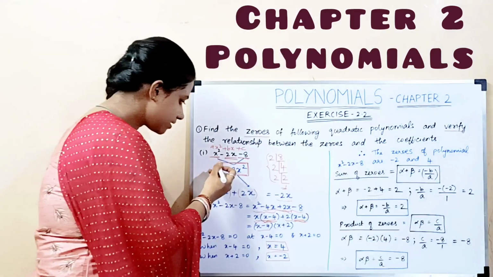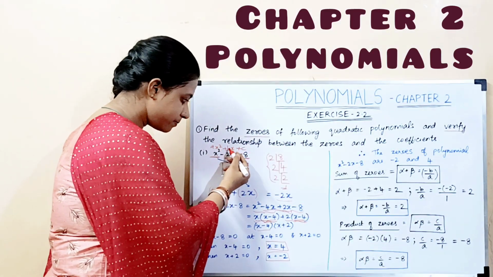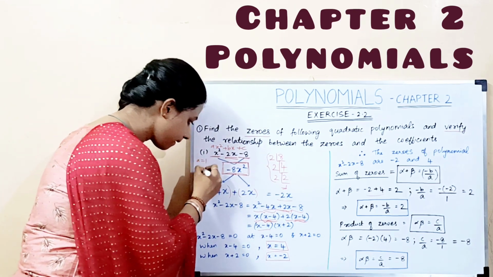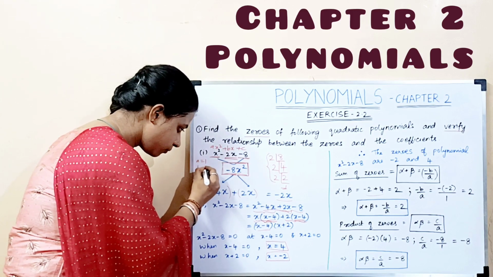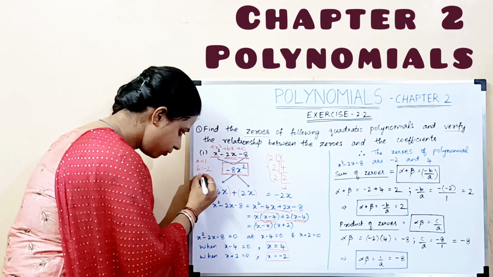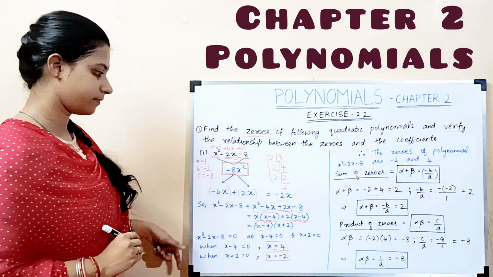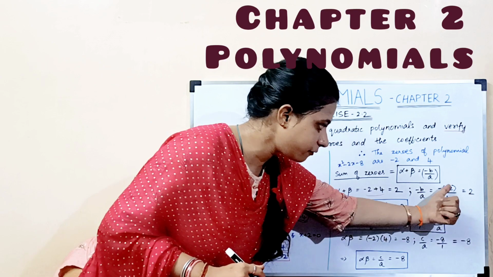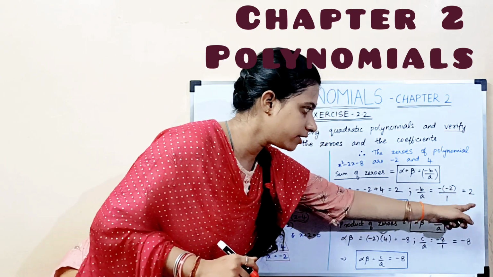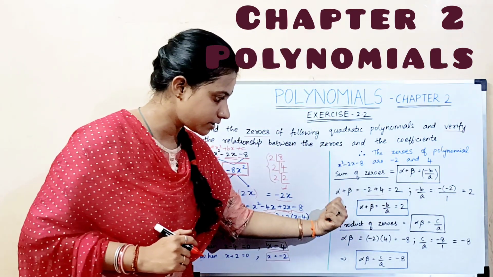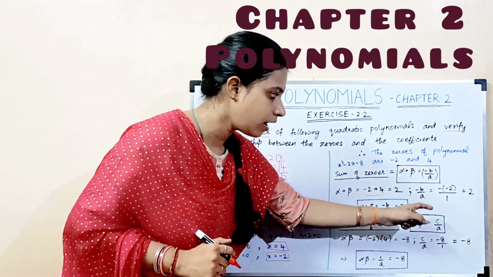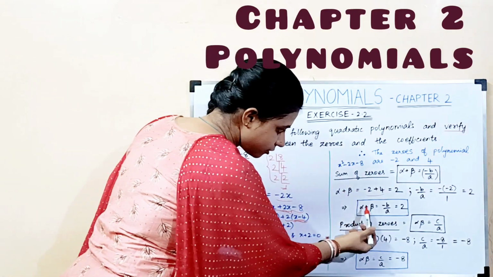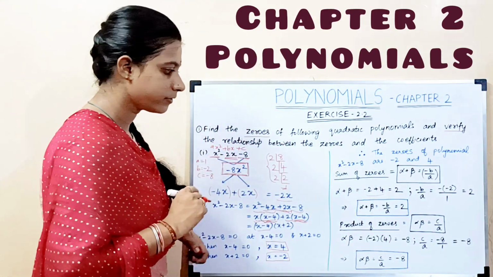And for the coefficients, this is of the format ax square plus bx plus c. So a is equal to 1, b is equal to minus 2 and c is equal to minus 8. This we will substitute here. Minus b, that is minus of minus 2 by 1, we get 2. So the sum of the zeros is 2 and minus b by a is also 2. So we can say that the sum of the zeros is equal to minus b by a equal to 2.